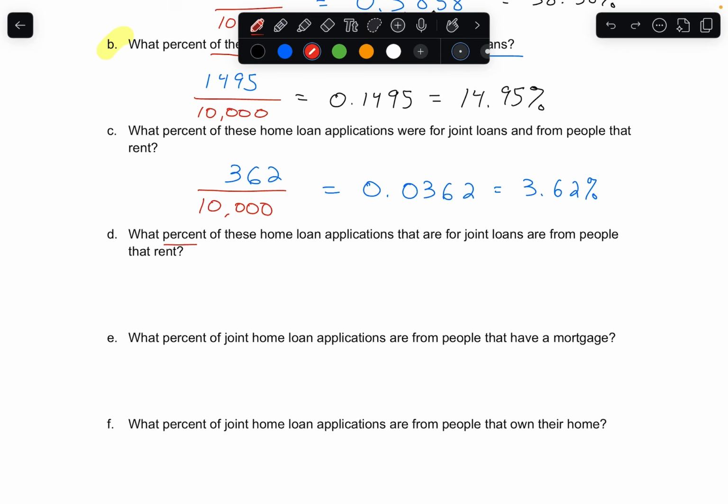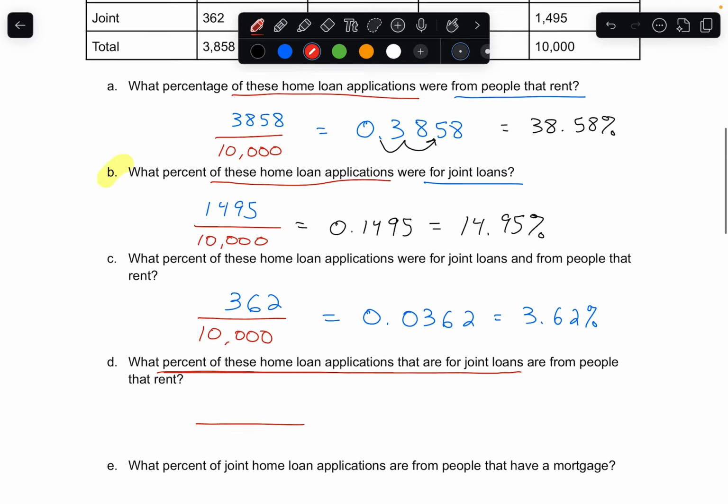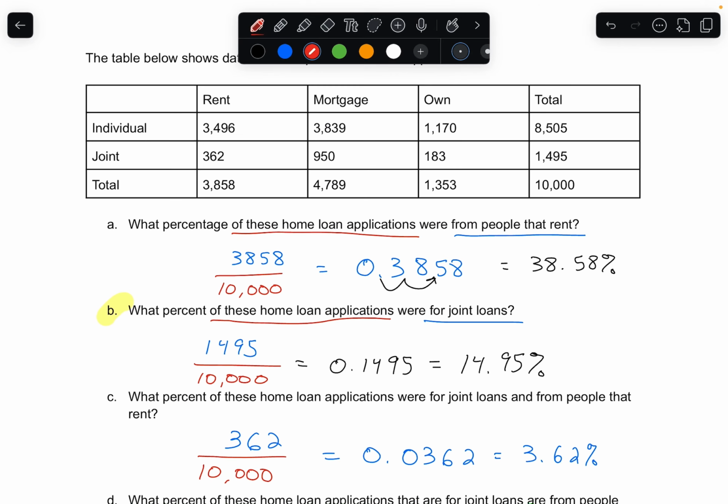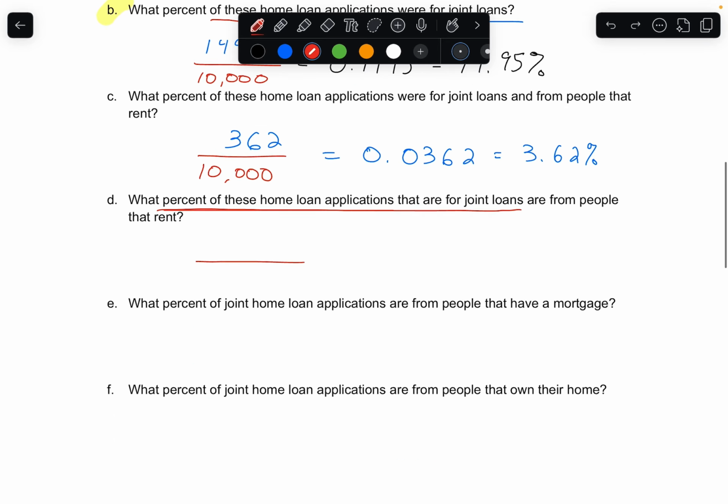So in this case, it's the percent of these home loan applications. So it's not just that though, but it's those that are for joint loans. So I'm going to divide this by the total number of joint loans. So in my denominator, I'm going to look at, well, what's the total number of joint loans? So let's scroll back up and look at my data set. The total number of joint loans is 1,495. So that means I'm not going to be dividing by the total number of loans in my sample, which would be 10,000. I'm instead going to divide by just the total number of joint loans, so 1,495.